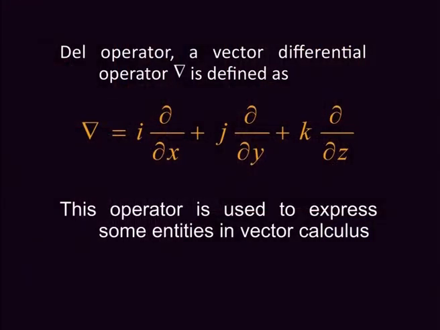Now I will explain to you a very important vector operator, the vector differential operator named the del operator and symbolized as del. The vector differential operator is defined as del is equal to i del over del x plus j del over del y plus k del over del z. It is the sum of three partial derivatives with respect to x, y and z in the direction of the x, y and z coordinate axes. This operator is used to express some entities in vector calculus.